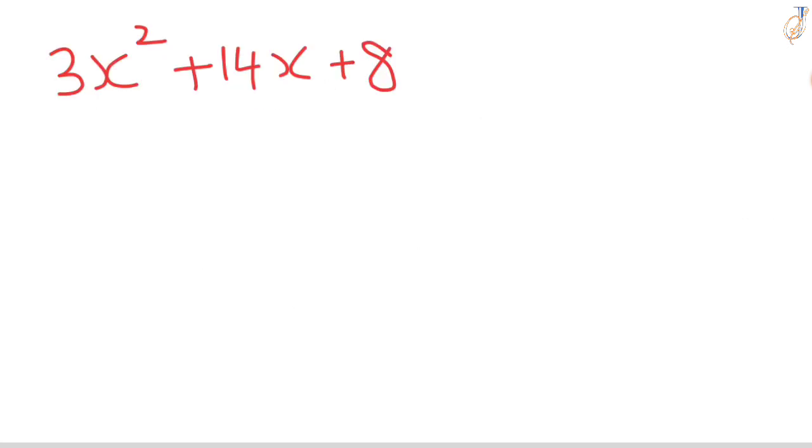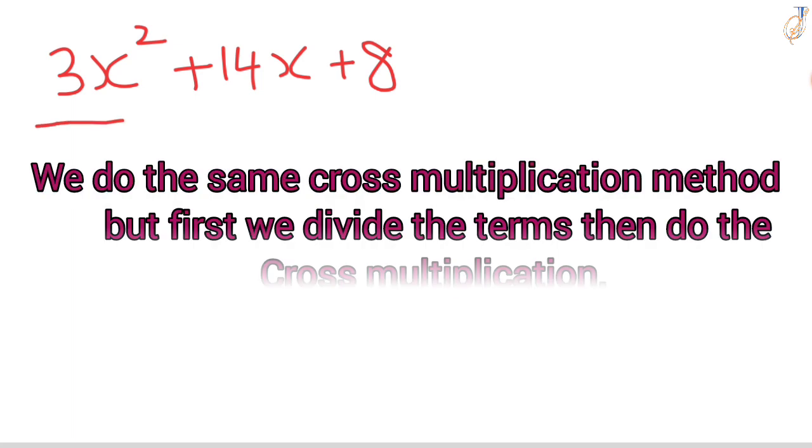Another question is 3x squared plus 14x plus 8. The coefficient of the x squared term is 3. It is not 1. When the coefficient of the x squared term is 1, this cross multiplication method provides a quick solution. If the coefficient of the x squared term is not 1, then what should we do? We do the same cross multiplication method, but first you divide the terms, then do the cross multiplication.